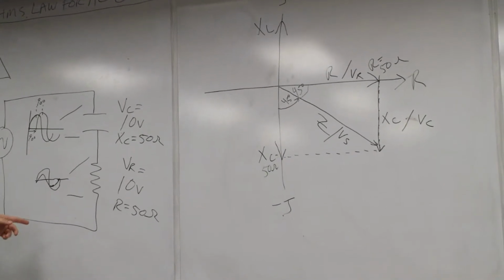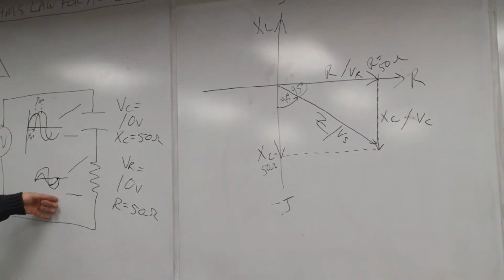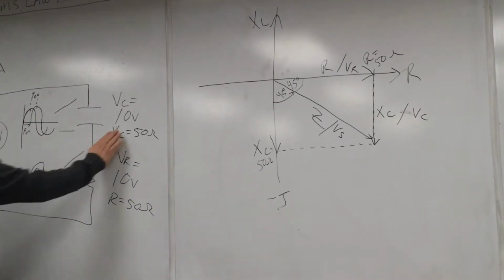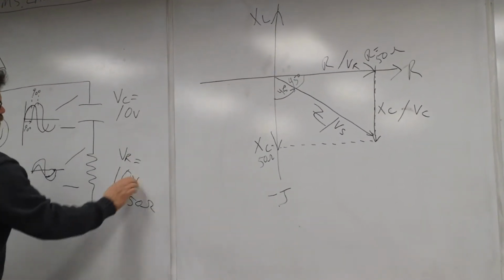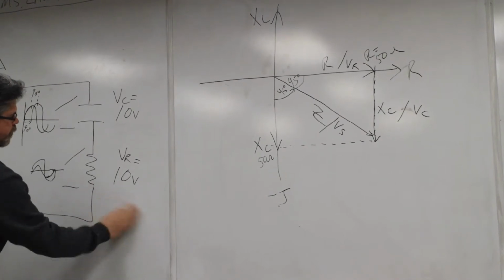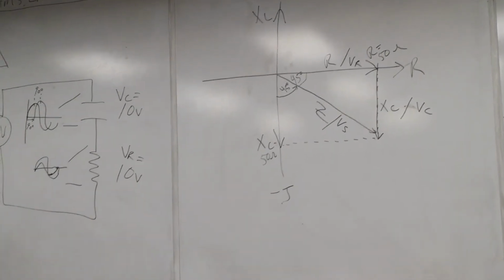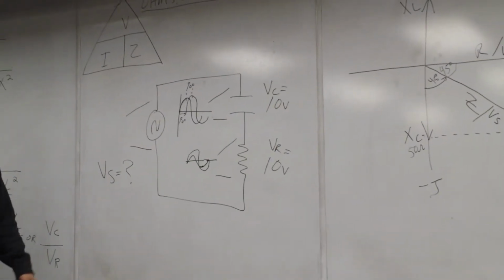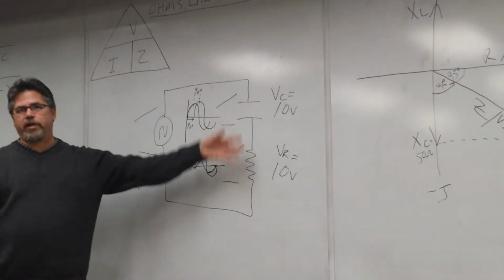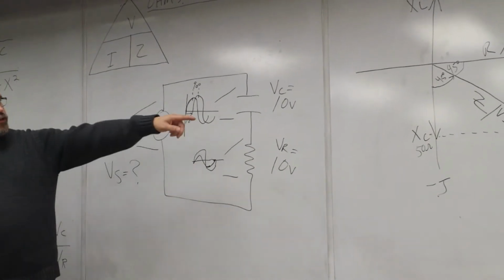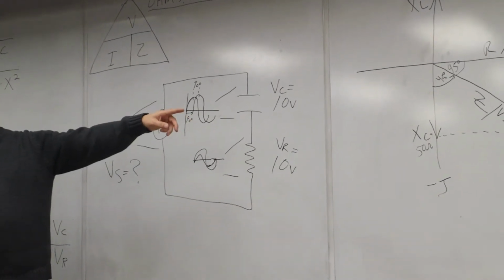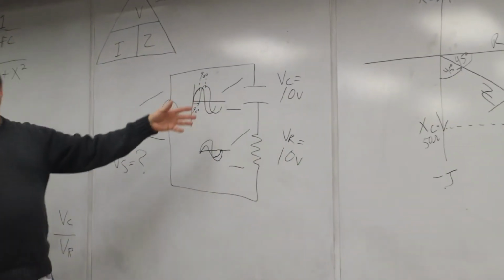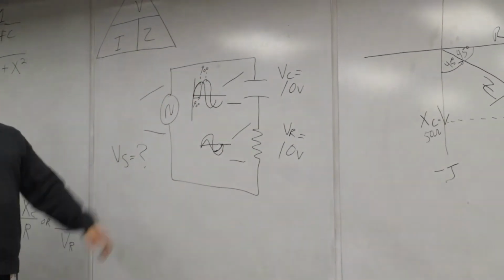In this case, this is actually an example from the CET book, where they give you the two voltages, and then they ask you what the source is. Ordinarily, we would just use Kirchhoff's law and add this stuff up, but because of the phase relationships between the two voltages, we have to add them vectorially. We have to do this Pythagorean.